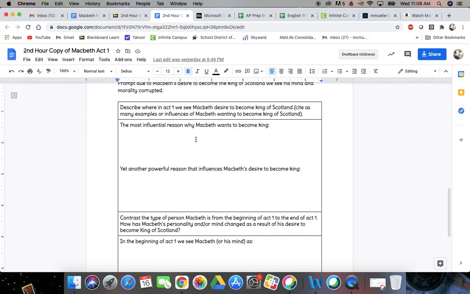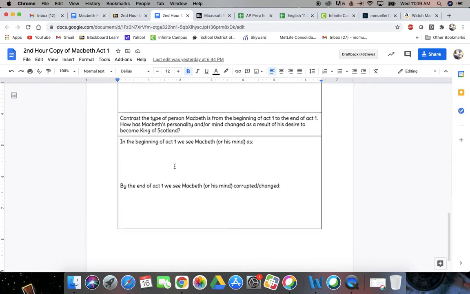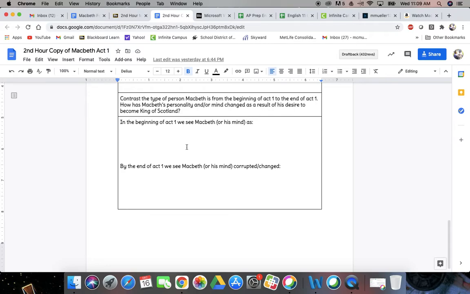Is it his own private ambitions that make him want to be king? So what are the two most influential reasons why Macbeth wants to be king? And then, as a result of that, I want you to compare and contrast the type of person Macbeth is. In the beginning of Act 1, we see Macbeth, or his mind, or his personality, his morality, whatever you want to say, as this. Whereas by the end of Act 1, we see it corrupted. We see it change as how.